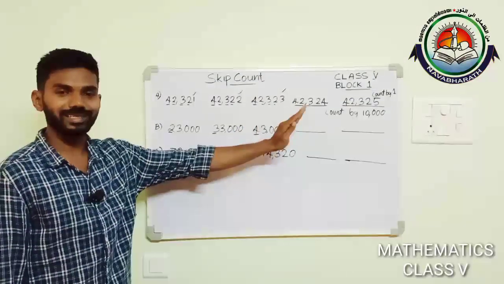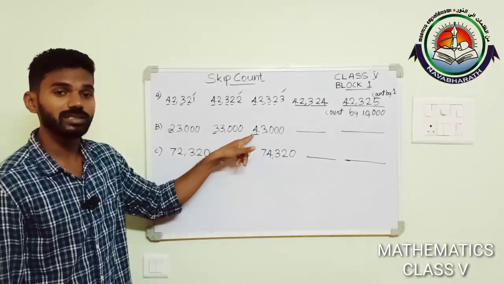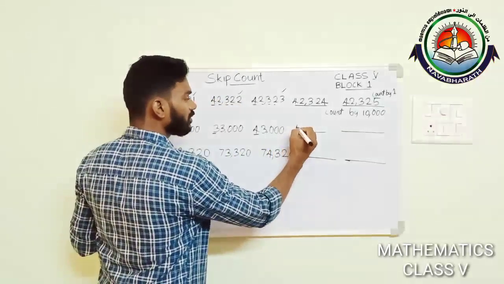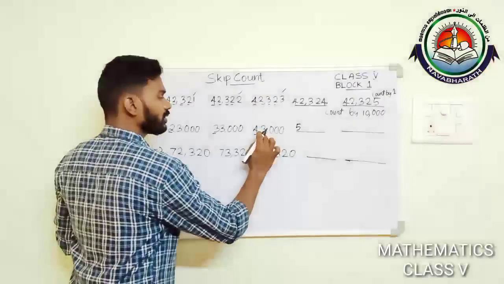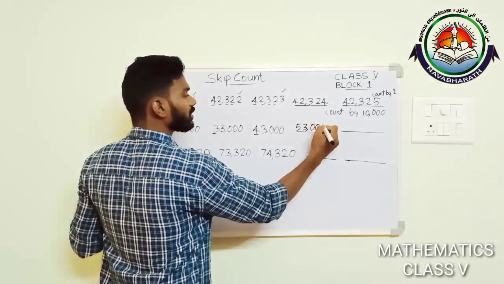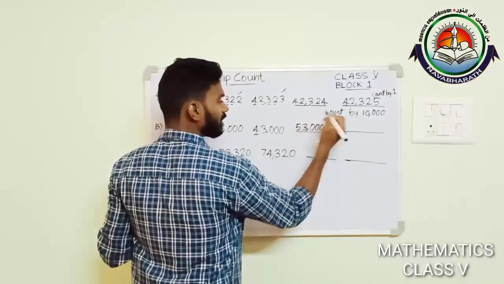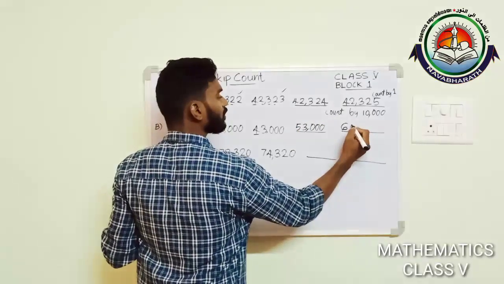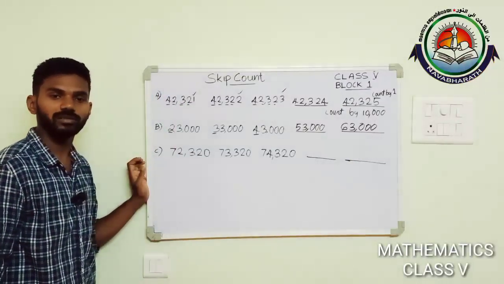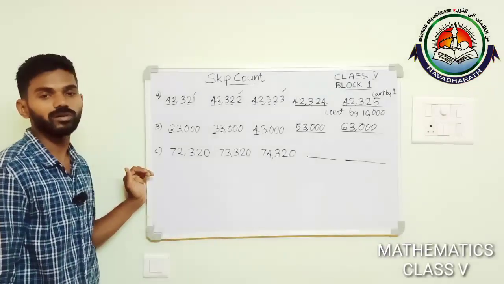So what would be the next number? The 10,000s place, which here is 4, has to be increased by 1, which becomes 5. There is no change for the other digits. 53,000. What would be next? 5 is increased to 6. No change for the other digits. 63,000. Clear? So let's do the third problem also.